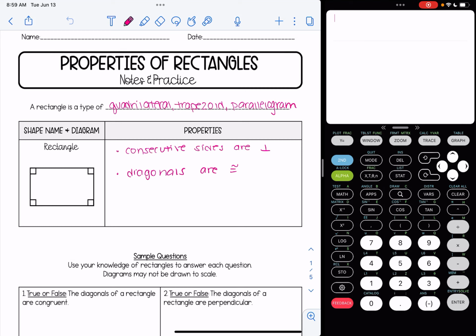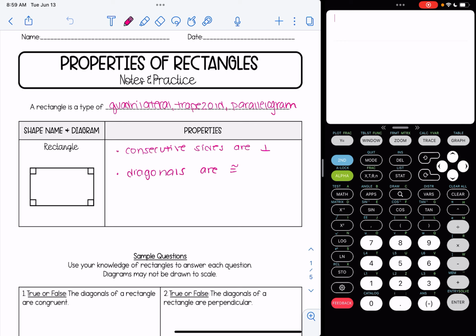Hi everyone, this video is going to go over properties of rectangles. So a rectangle is a type of quadrilateral, it's a type of trapezoid, particularly an isosceles trapezoid. I know that definition is a little strange. Sometimes your teacher might go through it a little bit differently, but here in New York, we follow that definition.